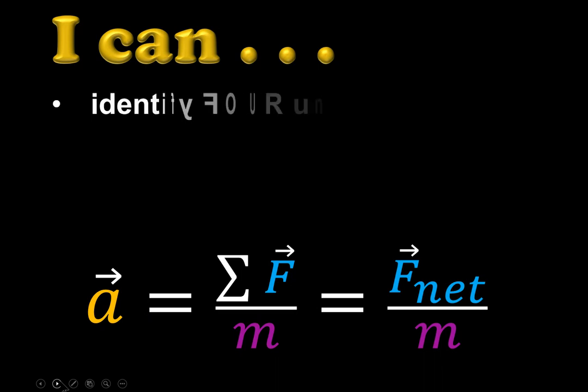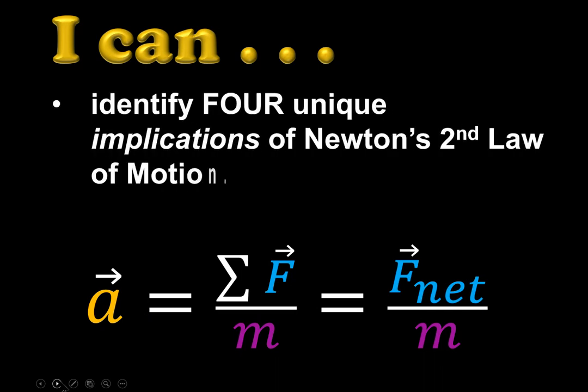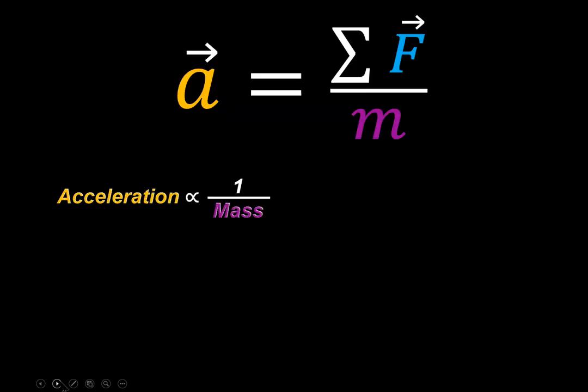So, things I want you to be able to do is identify the 4 unique quantities of Newton's second law of motion, or implementations. So the first one I want to look at is that the acceleration is inversely proportional to mass. Now remember, inversely proportional means as your mass increases, your acceleration decreases, which makes sense. Heavier objects or more massive objects are harder to move.